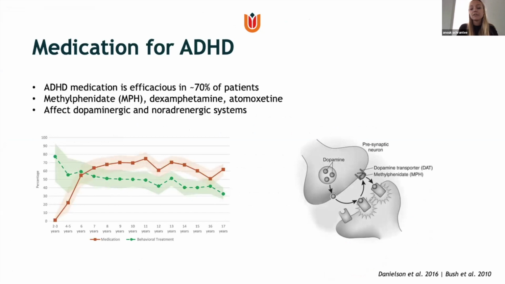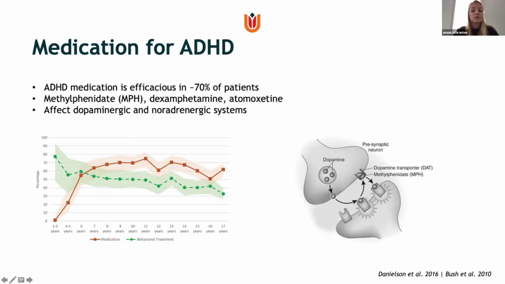Psychostimulants, including methylphenidate and dexamphetamine, are generally considered the first-line management for the core symptoms of ADHD. As you also heard in the previous presentation, stimulants are very successful in reducing ADHD symptoms, as about 70% of patients report symptom reduction. Most of these medications work on the dopaminergic and noradrenergic system. And as you can see from this graph with data from the US, therapy with medication is actually already more prevalent than behavioral therapy from the age of 6 or so onwards.